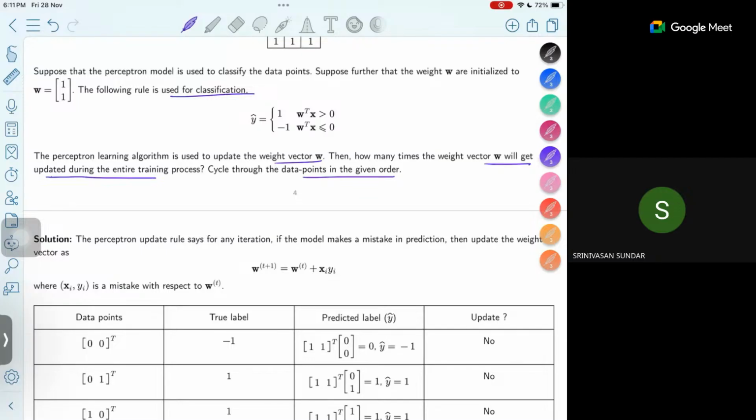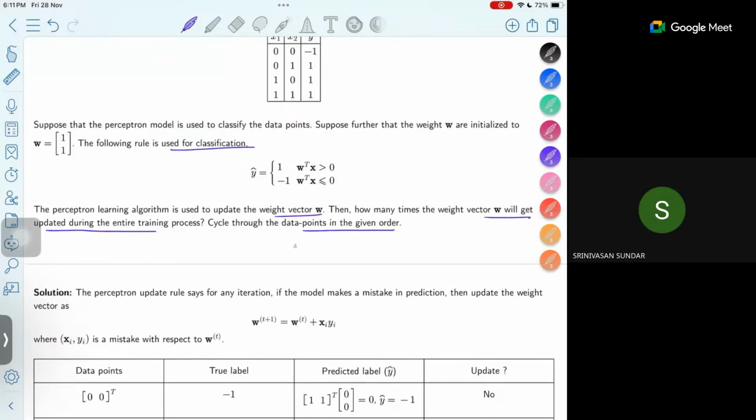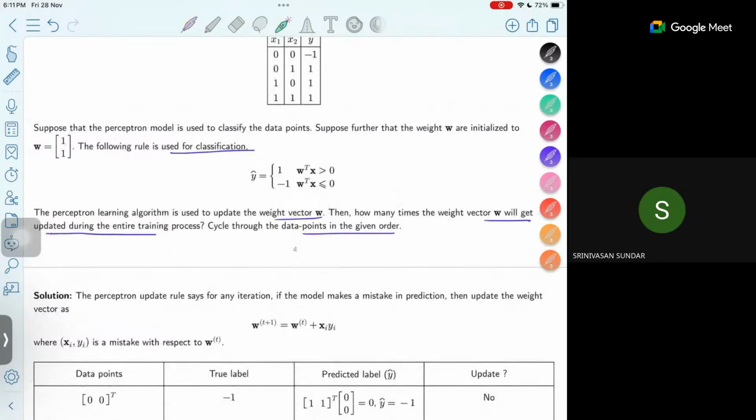One special thing about this question is that we initialize the weight vector to be (1, 1). Usually by convention, if nothing is mentioned, we take (0, 0). Here we've taken (1, 1). Another unique thing is that normally the rule we follow is: if w transpose x is greater than or equal to 0, then it's the +1 class, otherwise the -1 class. Whereas here they said if it's greater than 0 it is the +1 class, and if it is less than or equal to 0 then it's the -1 class. So this equality condition has been flipped.